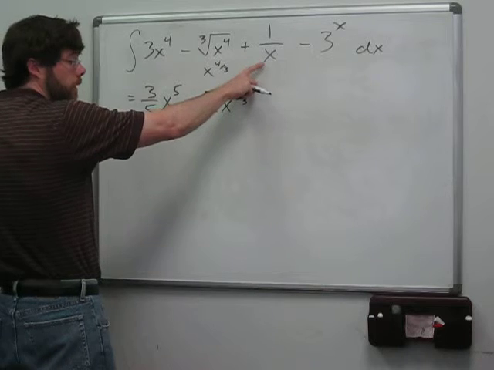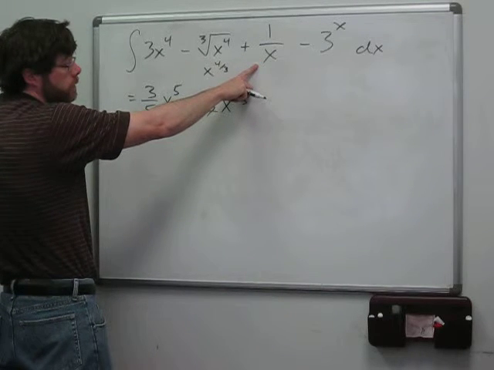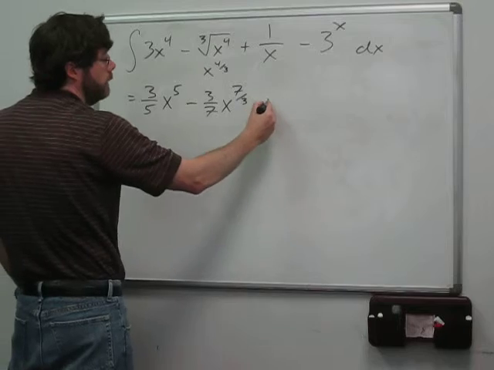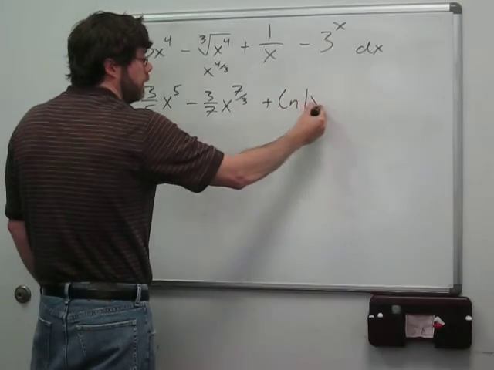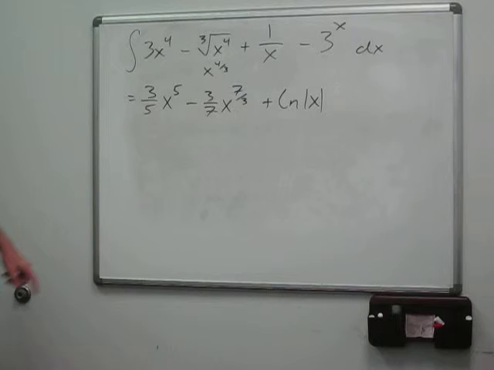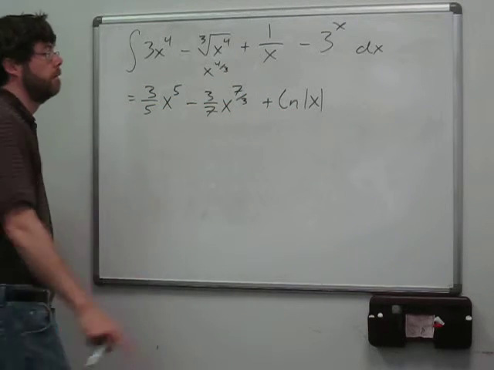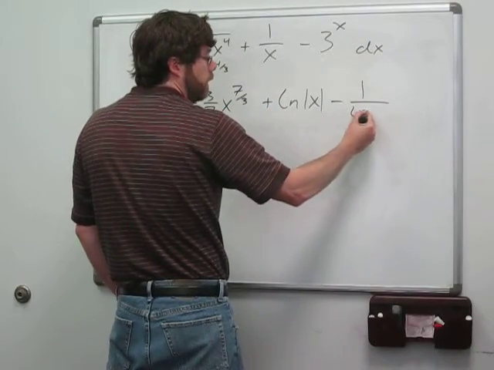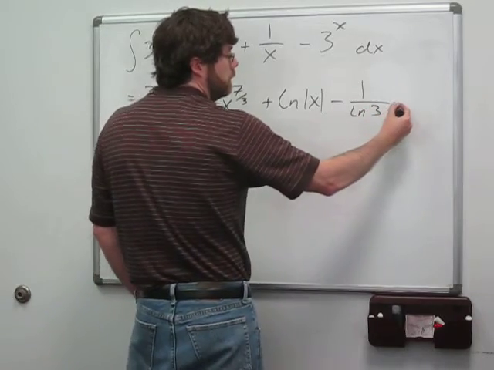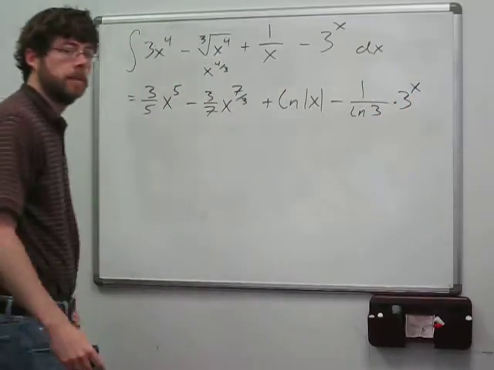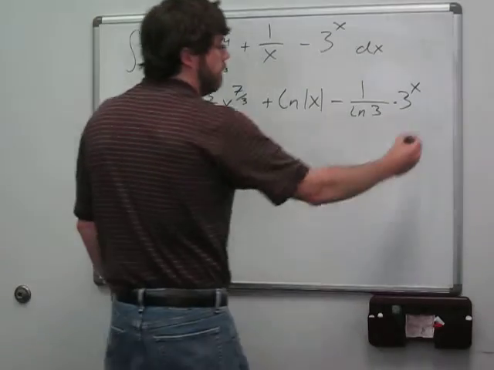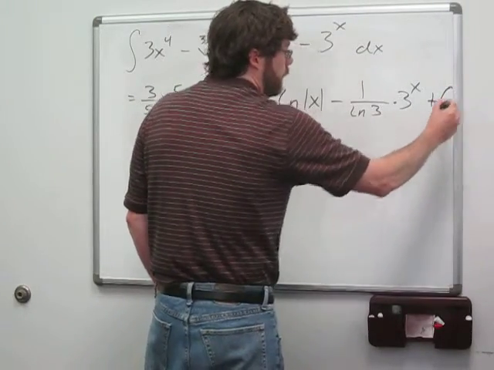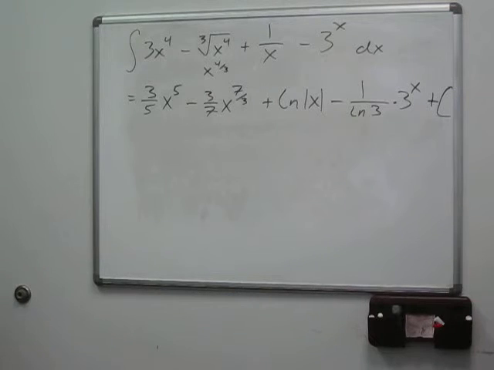Antiderivative of 1 over x. Recall this is x to the -1. We can't use any sort of reverse power rule here. The antiderivative of 1 over x is the natural log of the absolute value of x. And the antiderivative of this guy, which we just covered, is going to be 1 over the natural log of the base times the exponential itself. All that remains is a plus c to represent any constant.